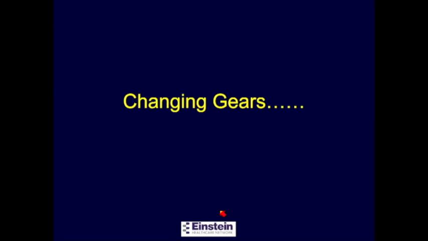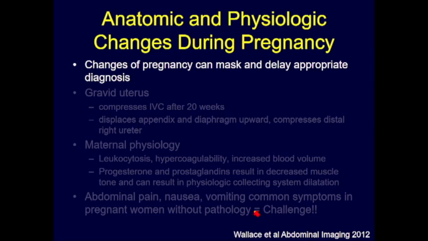So now I want to change gears a little bit to the pregnant woman. So what are some of the anatomic and physiologic changes that occur during pregnancy? Well, the changes of pregnancy can mask and delay appropriate diagnosis. And I know this because I have been pregnant 2 times. My second pregnancy was with twins, and I had significant symptoms during that pregnancy, so I know kind of the dilemmas that clinicians can face when a pregnant patient has pain.